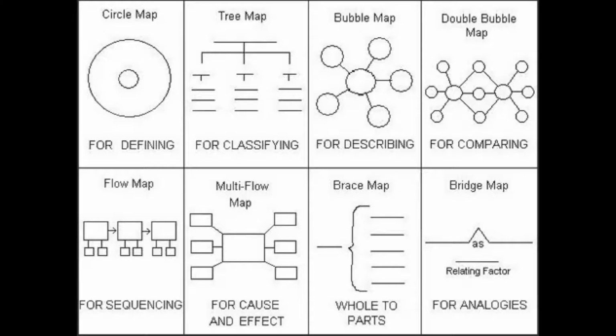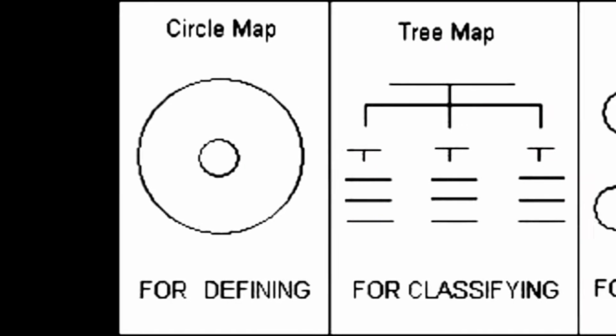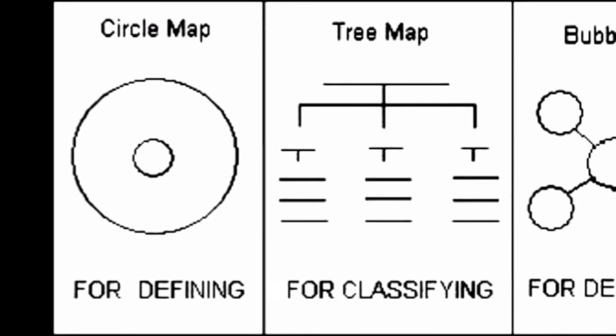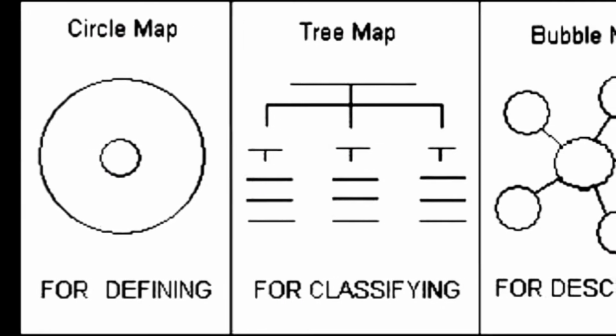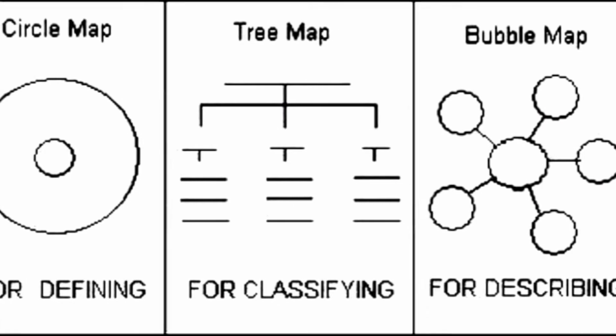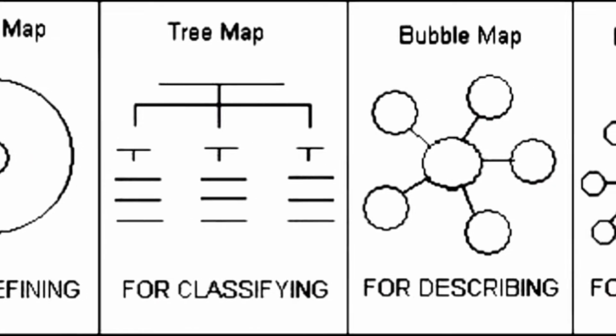First, you will notice that each of the 8 thinking maps is connected to a thought process. This is a circle map. It's used for defining in context. How are you defining this idea? What is your context? What is your frame of reference? Next, we see the tree map. It's used for classifying. What are the main ideas, the supporting ideas, the details in this information?